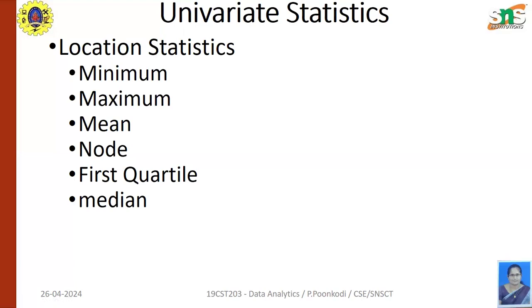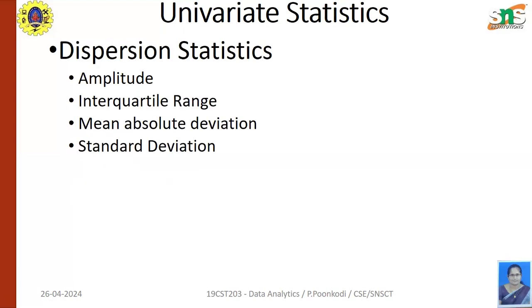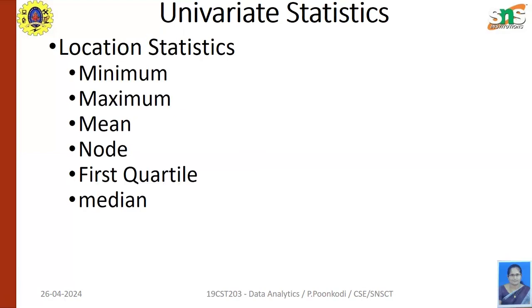Univariate statistics have two types: location statistics and dispersion statistics. Location statistics deal with location-related data. The location univariate statistics identify a value in a certain position, and the value might be a minimum value, a maximum value, or a mean value.